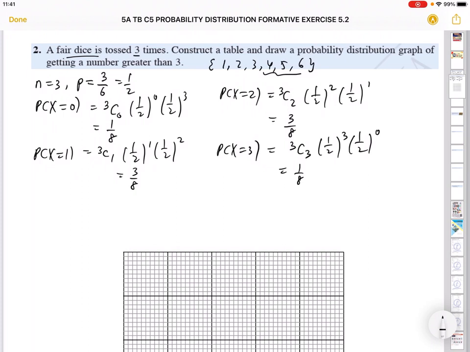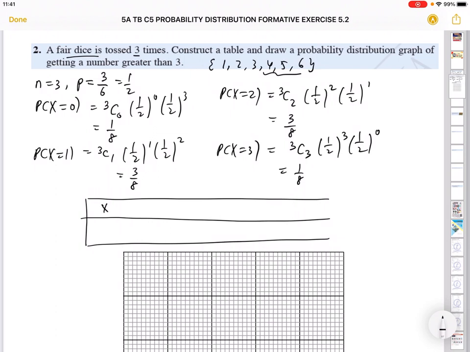Okay, so let's draw the table, right? I only need four boxes.